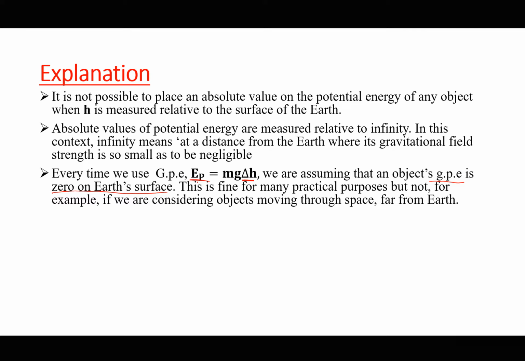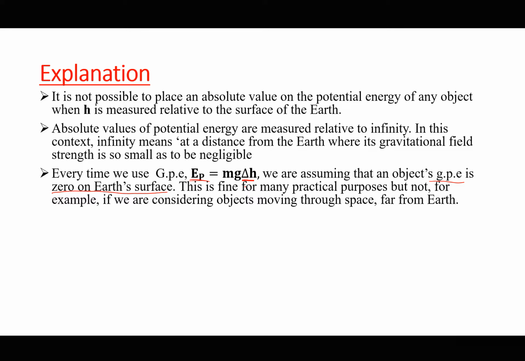When you move an object from the Earth's surface, you're not moving it from a point where potential energy is zero. Not at all. However, you move it to a certain height where the change in height will indicate a change in potential energy. So it is wrong to use mgh. Instead, we would rather use mgΔh, where Δh means you are moving from the surface of the Earth to another point, where the surface of the Earth is not actually where the potential energy is zero.